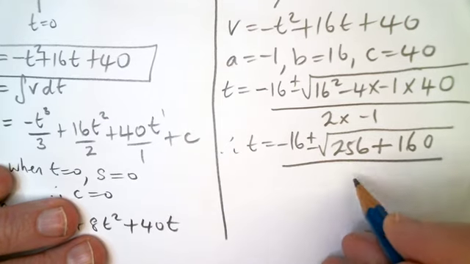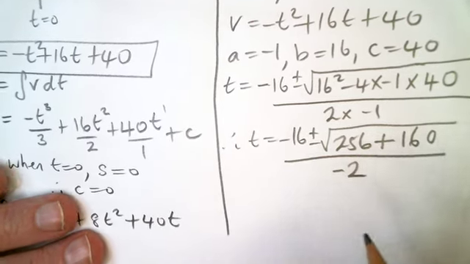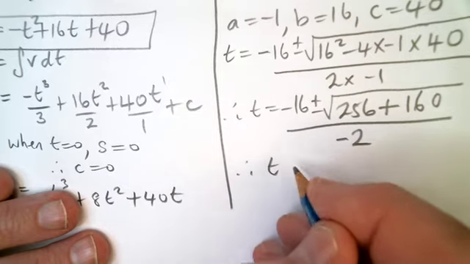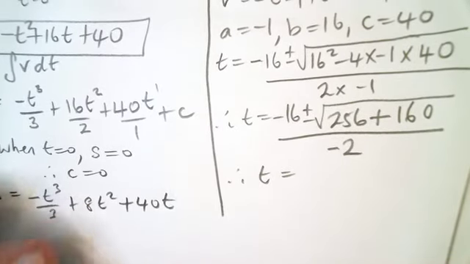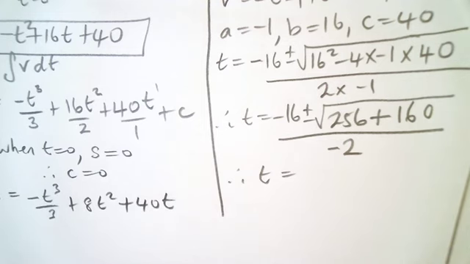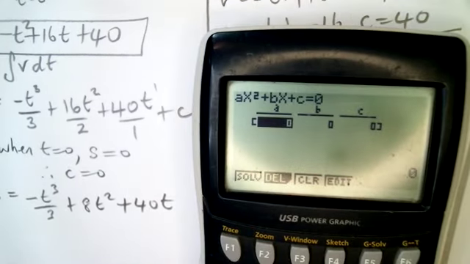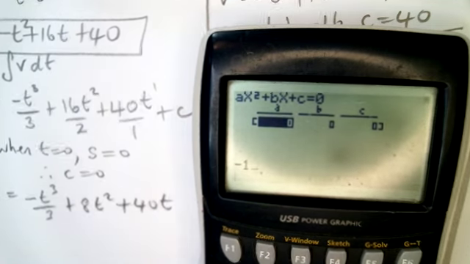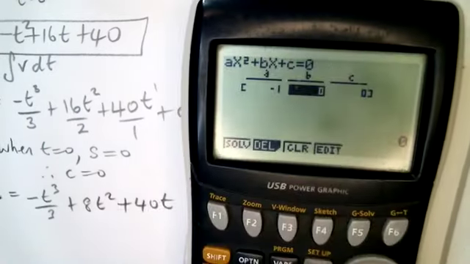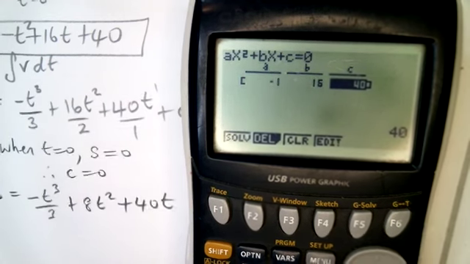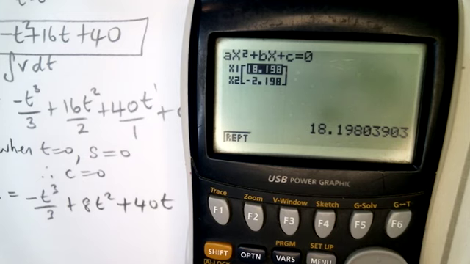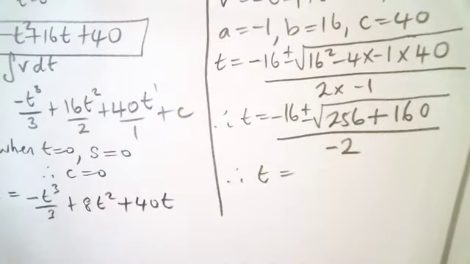All over 2, negative 2. I put therefore, now I'm going to go straight to the answer. t is equal to, and we're just going to do it straight onto the graphing calculator from Casio. So I've got a negative 1, I've got a 16 and a 40. Solving for that, we get negative 2.198 and 18.198.